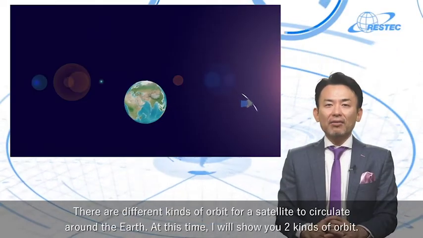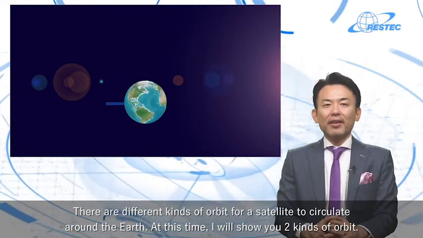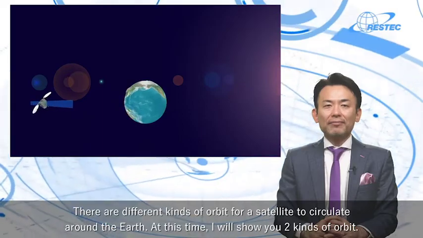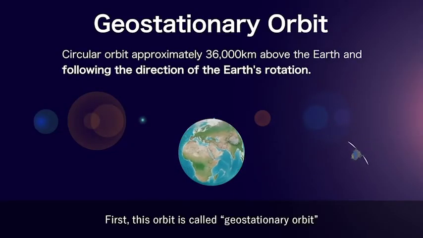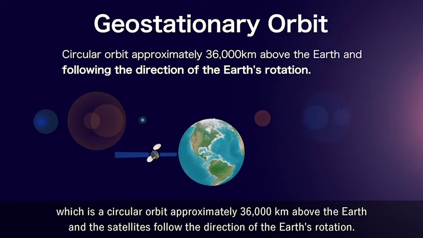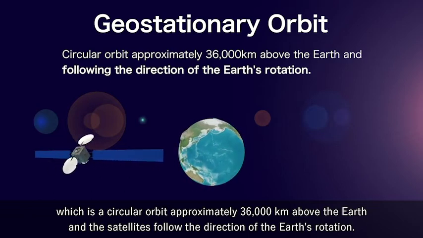There are different kinds of orbit for a satellite to circulate around the Earth. At this time, I will show you two kinds of orbit. First, this orbit is called geostationary orbit, which is a circular orbit approximately 36,000 km above the Earth.